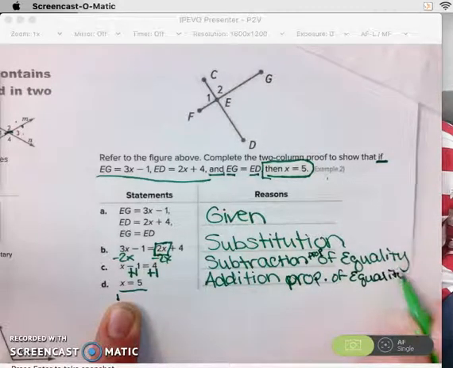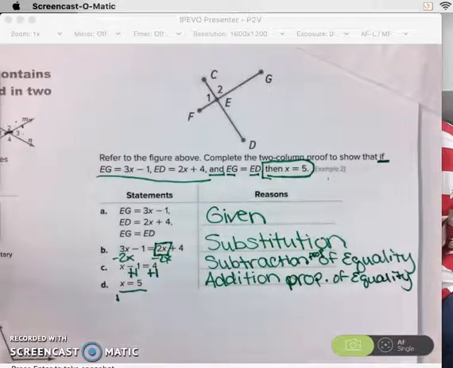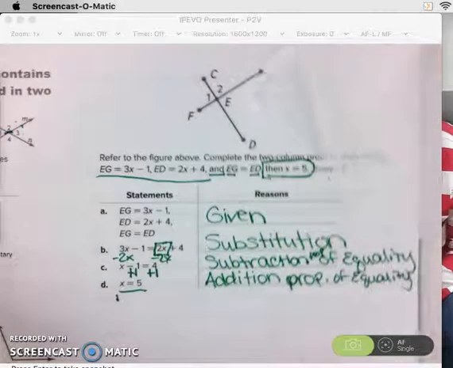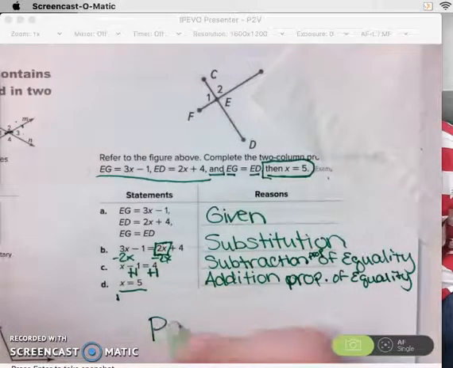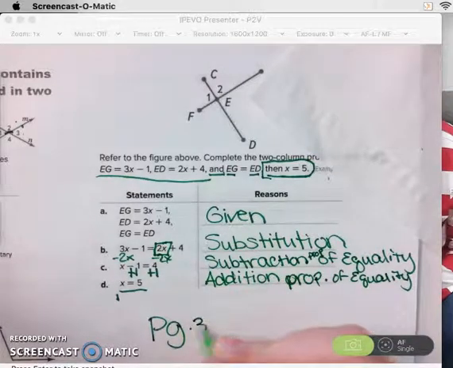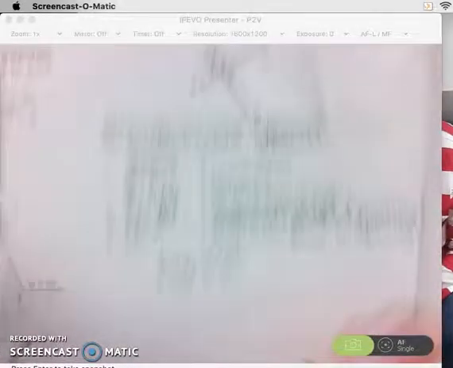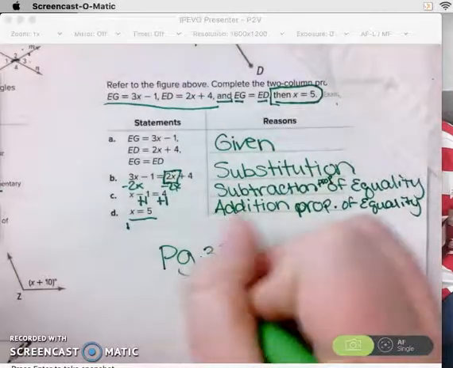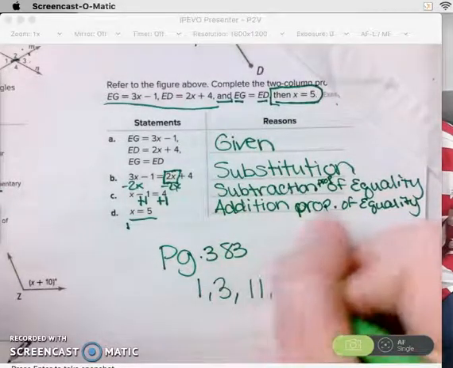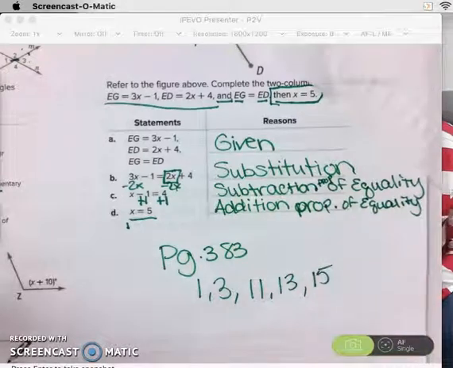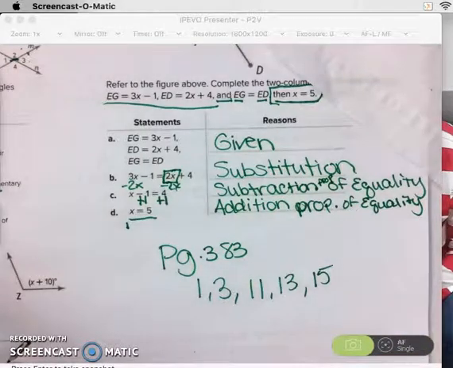Okay, so your assignment is not very many, but they're kind of longer problems. Page 383, problems 1, 3, 11, 13, and 15. You need to work on your own.